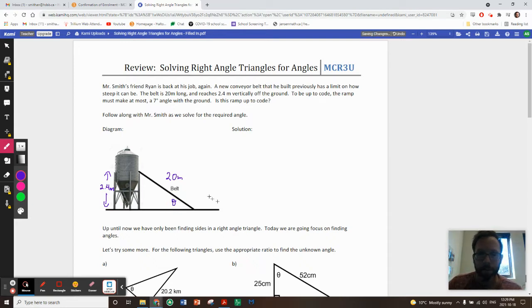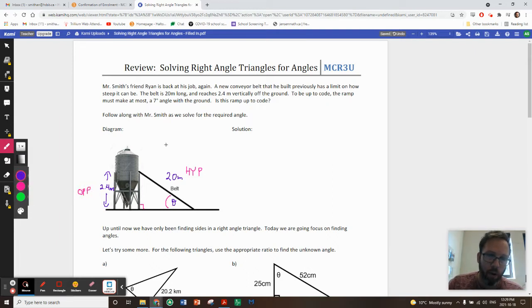I'll call it theta. So in our last lesson, we reviewed how to find sides, but how do you find angles using SOHCAHTOA? Quite similar to how to find sides. Choose an appropriate ratio. So we're trying to find this angle. The 20-meter side, because it's the longest side, is always hypotenuse across from the 90-degree angle. And our 2.4-meter side, because it is across from the angle we're trying to find, it is the opposite side.